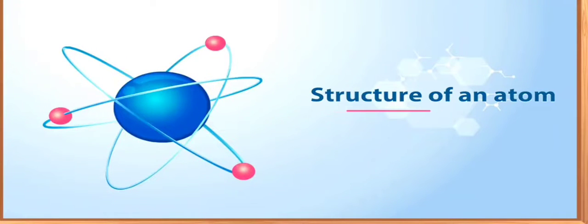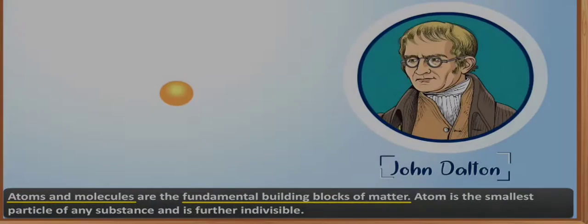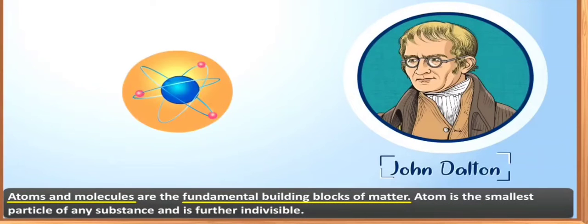Hello friends, today we shall study the chapter on structure of an atom. In the previous chapter, we had studied that atoms and molecules are the fundamental building blocks of matter, which means that Dalton said in his atomic theory that atom is indivisible. It means it cannot be divided further. So, atoms and molecules are the fundamental building blocks of matter.